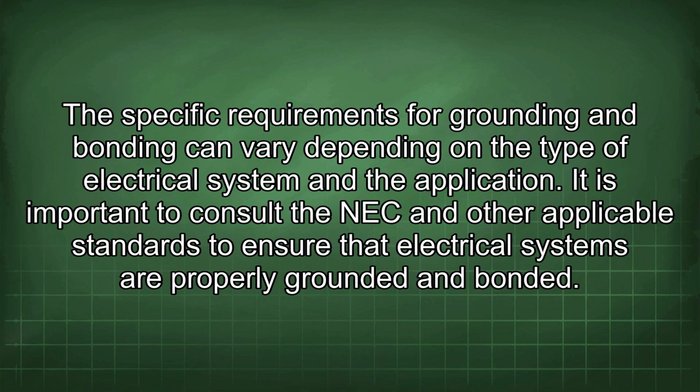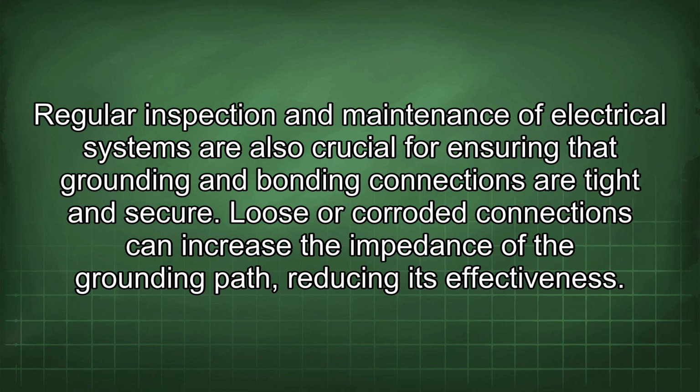The specific requirements for grounding and bonding can vary depending on the type of electrical system and the application. It is important to consult the NEC and other applicable standards to ensure that electrical systems are properly grounded and bonded. Regular inspection and maintenance of electrical systems are also crucial for ensuring that grounding and bonding connections are tight and secure. Loose or corroded connections can increase the impedance of the grounding path, reducing its effectiveness.